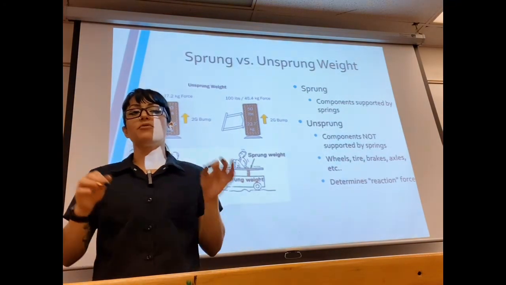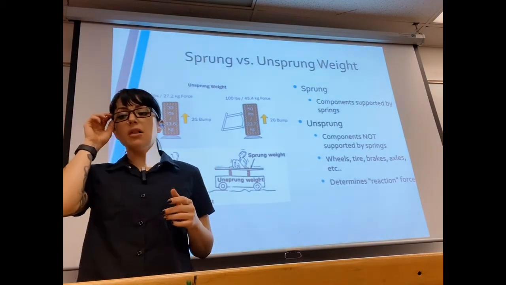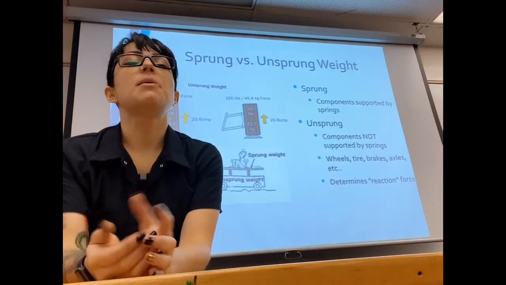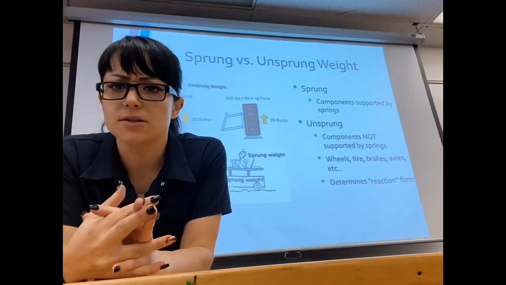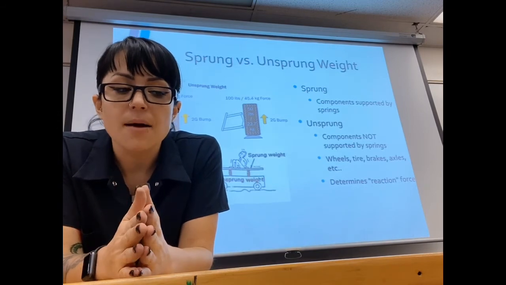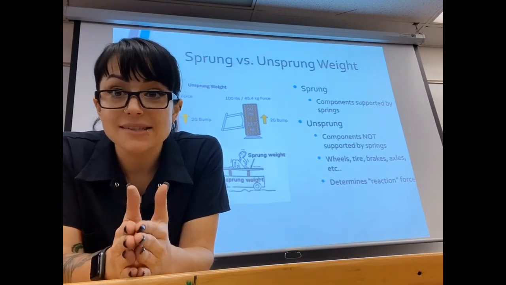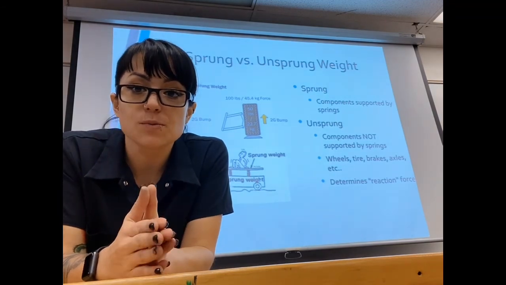Now, one of the last things I'll talk about before I get into the next video is going to be sprung versus unsprung weight. This is a term that gets thrown around a lot. You want to buy a set of racing wheels. Why do you want to buy a set of racing wheels? Well, because they're lighter. Lighter is better. Why are lighter wheels better? Here is the reason for all of that: it's sprung versus unsprung weight.